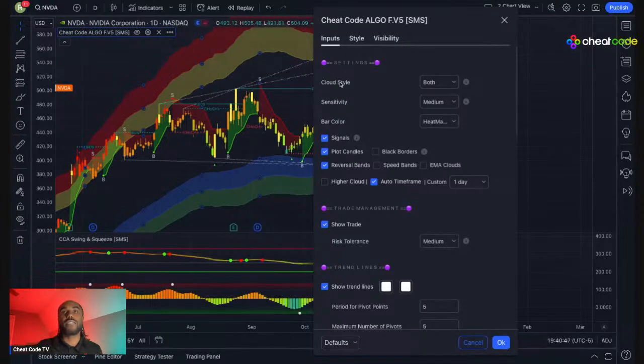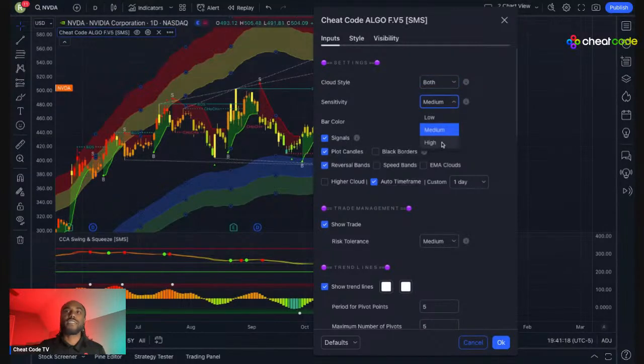The cloud style is going to be our trend cloud here. I like both, personally. You can have it either on the lines, where it's just going to show the lines here and not the cloud, and it takes that cloud off, or you can have the background without the lines. You can see that right there, but I like to have both, right? I want to see the cloud. I want to see the boundaries that we have on this trend as well.